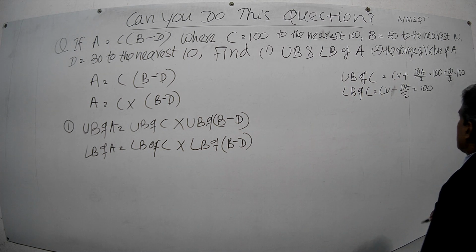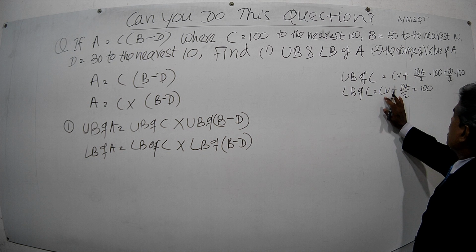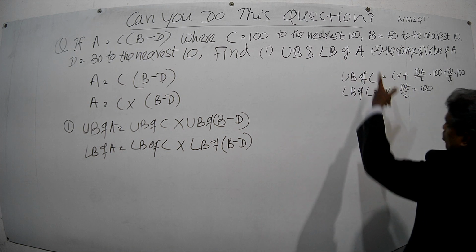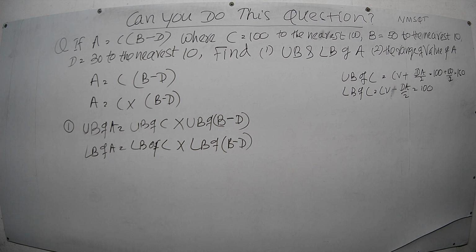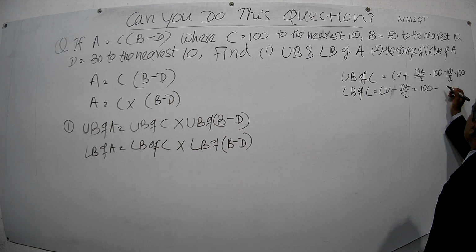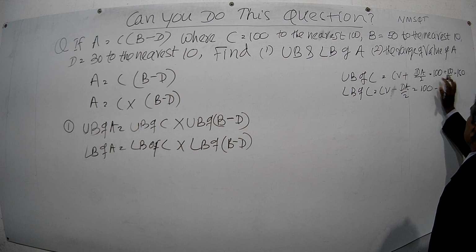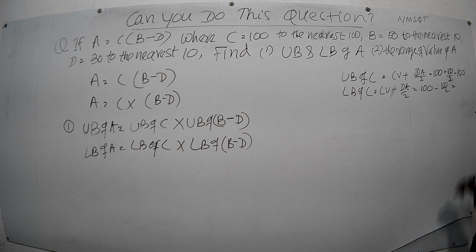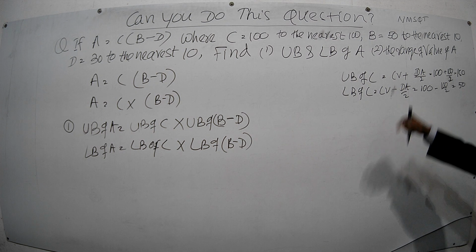Here CV means corrected value, right? The corrected value is the given value to the certain degree of accuracy that's mentioned with the question. Then this 100 is the corrected value. Then minus degree of accuracy, same as in the upper bound, that is 100 divided by 2. Here 100 minus 50 means 50. The lower bound of C is 50.